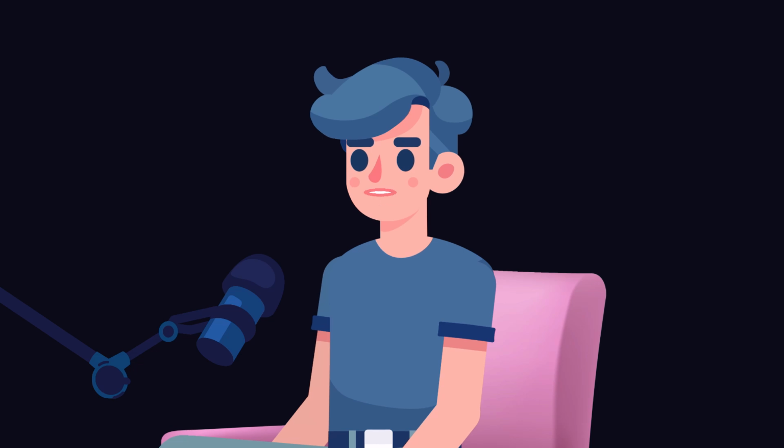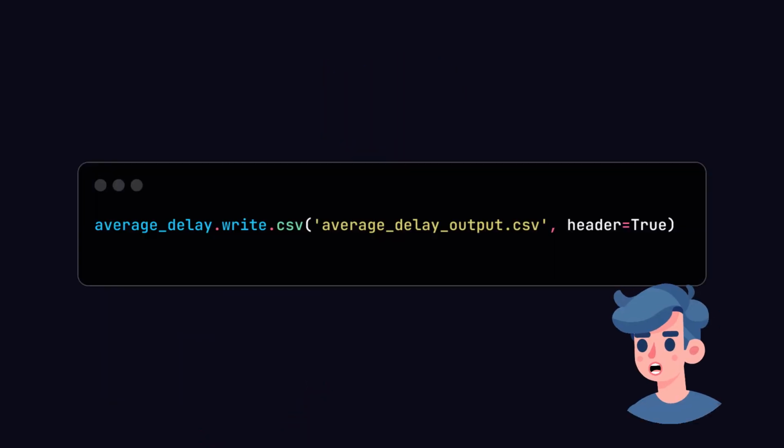For instance, we could calculate the average delay from each airport while visualizing it on a map if we had geographic data. Finally, once you've completed your analysis, you might want to save your results. Spark makes it easy to write data frames back to various formats. For instance, to write it back as a CSV file.